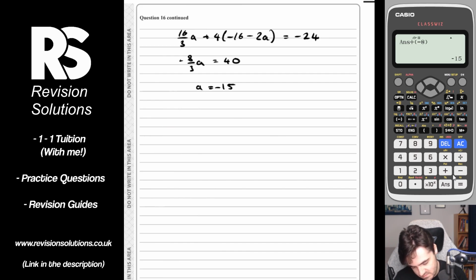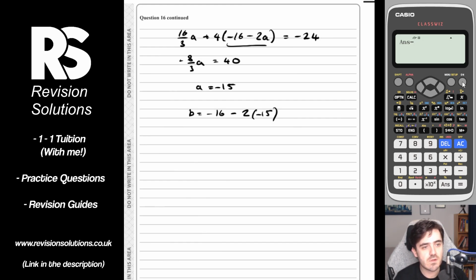And then we had, this was our substituted thing for b. So b is minus 16 minus 2 lots of minus 15. If I just type that in the calculator again, minus 16 minus 2 lots of minus 15. That's going to give me b equals 14.